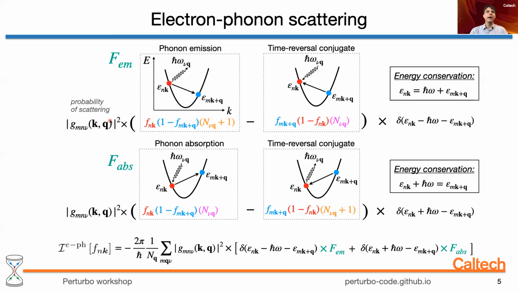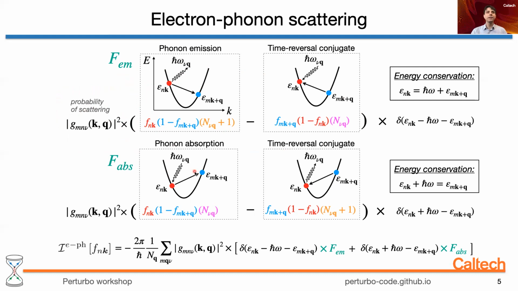Okay, then as was discussed in the previous slide, we should multiply by the probability of scattering that takes into account the initial state and the final state, G. Okay, and we will call the overall term here F emission.